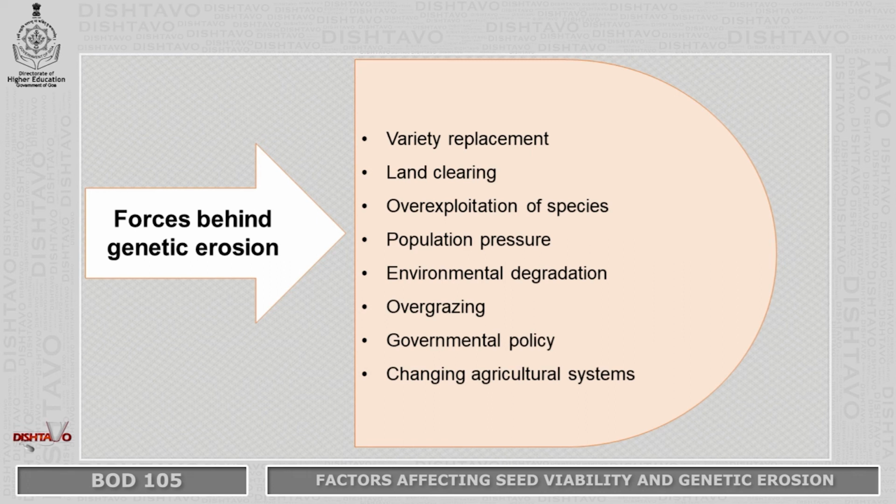Next, overexploitation of the species, followed by population pressure. As we know, population is increasing day by day, so exploitation of the species takes place. Next, environmental degradation, overgrazing, governmental policies, changing agricultural system. All of this is related to environmental degradation because nowadays governmental policies are provided for growing specific types of crop. So the wild population is getting replaced by the hybrid varieties. Eventually this leads to genetic erosion.